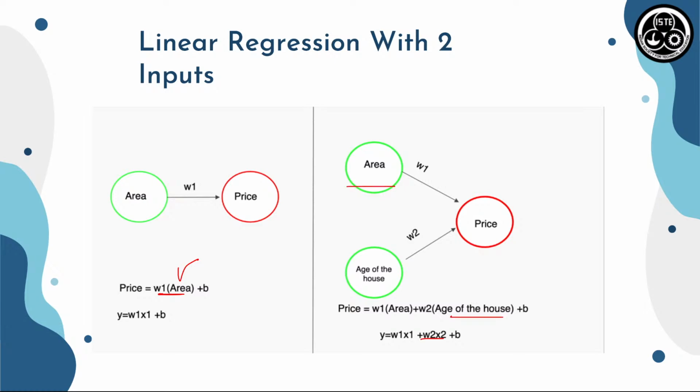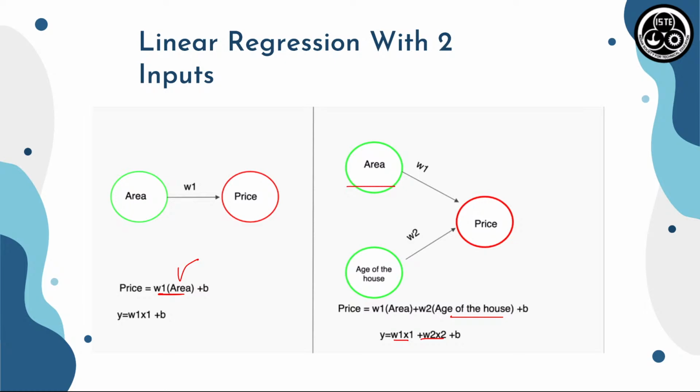So you get W1 x1, which is the area of the house and the weight, and you have W2 x2, the age of the house and the weight. Weight is basically how much your model will be dependent on that feature, and you get the price of the house based on these 2 inputs and the bias term. Okay, so this is linear regression with 2 inputs, and I told you gradient descent in 2D.